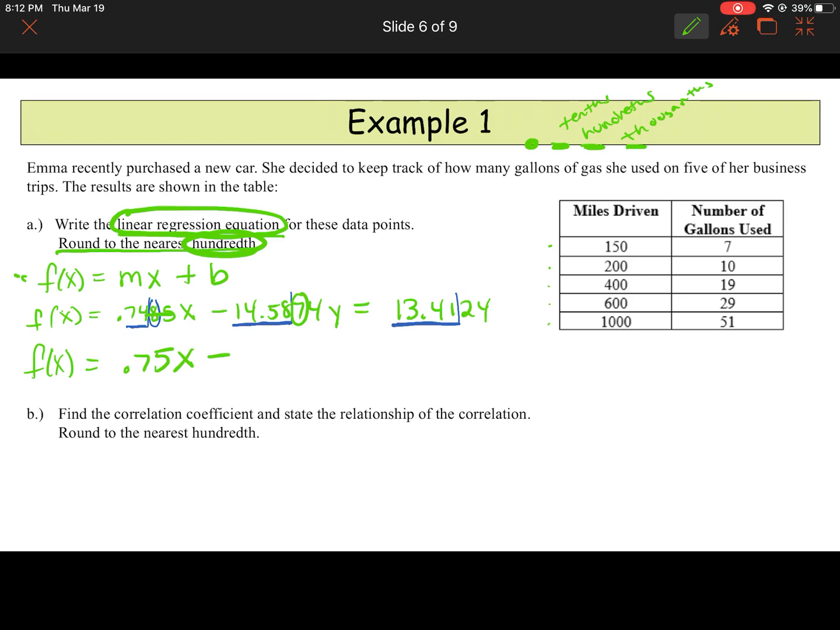Does that 7 round the 8? 5 or above, give it a shove. Yes. So the 8 becomes a 9. And the 4 became a 5. So we have 14.59y, right? We got rid of everything else.